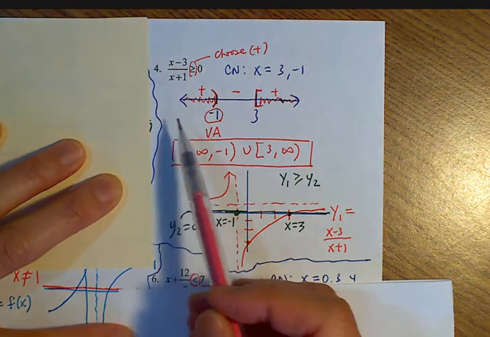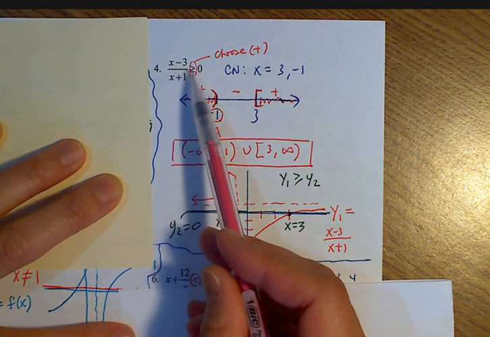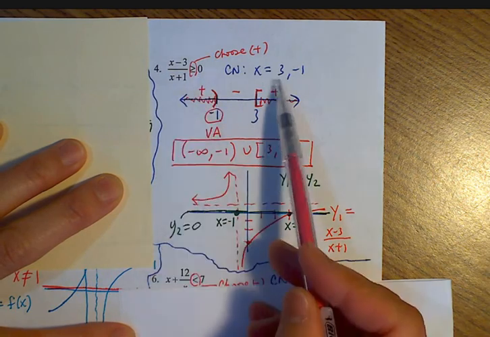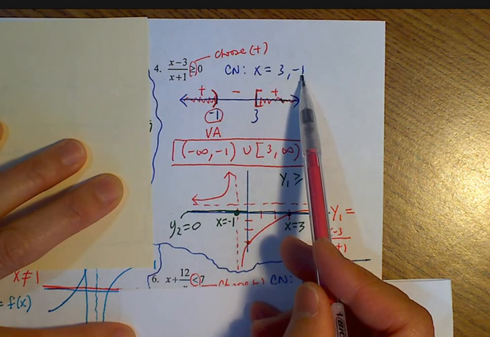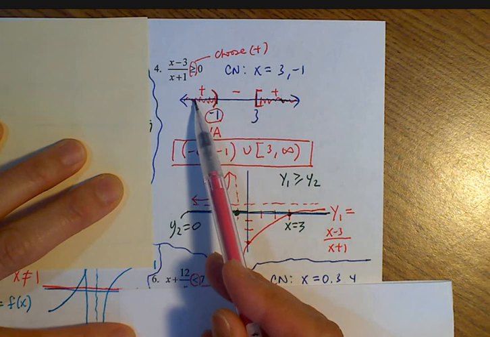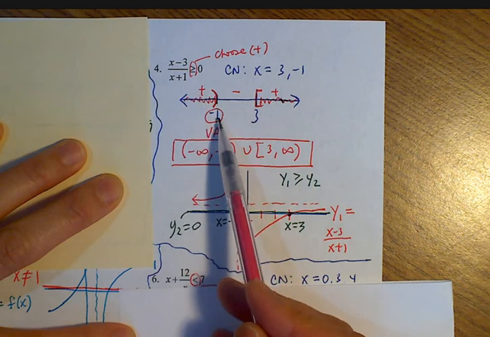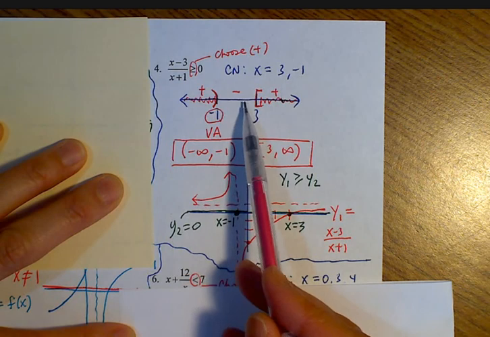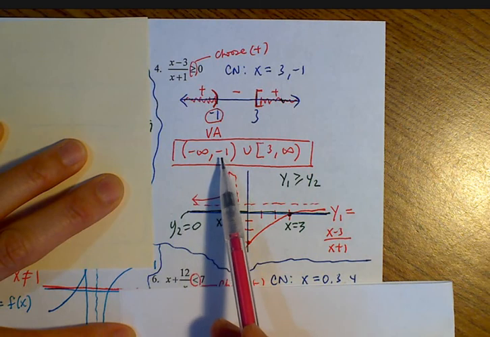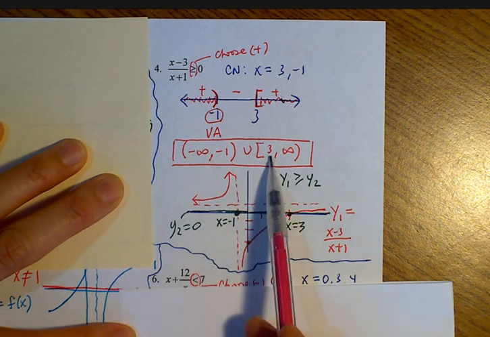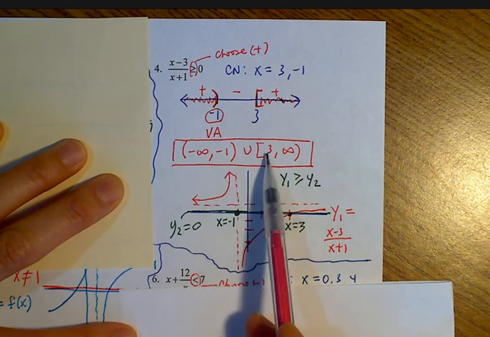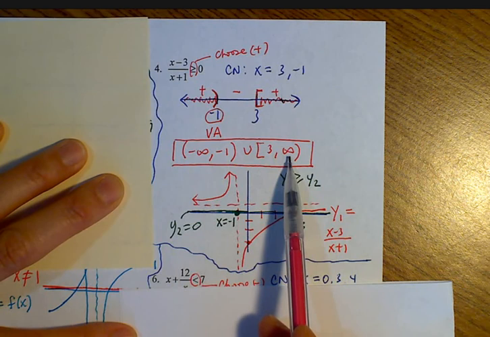So for problem number 4, the left side has the function, and then the right side is 0. And so my critical numbers are 3 and negative 1. So here's my number line, negative 1, 3. It's positive to the left of negative 1, and in between the interval of negative 1 and 3, it's a negative, and then to the right of 3, it's a positive. So my solution is negative infinity to negative 1, union, and then I'm going to be including 3 and not including negative 1, and so it's bracket 3 out to positive infinity.